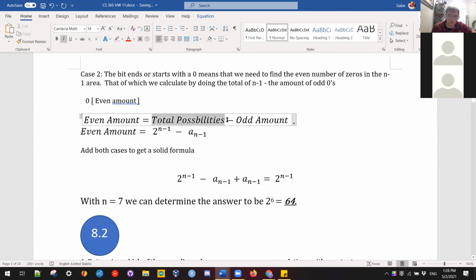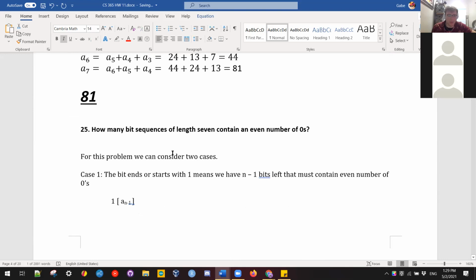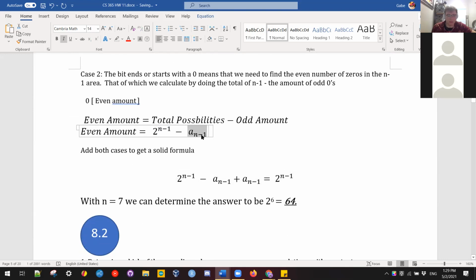So we know that the total for just binary is 2 to the n minus 1. Basically you have n minus 1 spaces. Each of them could be either a 1 or a 0, so that's 2, and you got n minus 1 because there's already one given, filled, right? And then minus your odd amount. Odd amount was already given. It already told you that that was 2 to the n minus 1 once again because 1 is already taken up. So then that's our even amount.